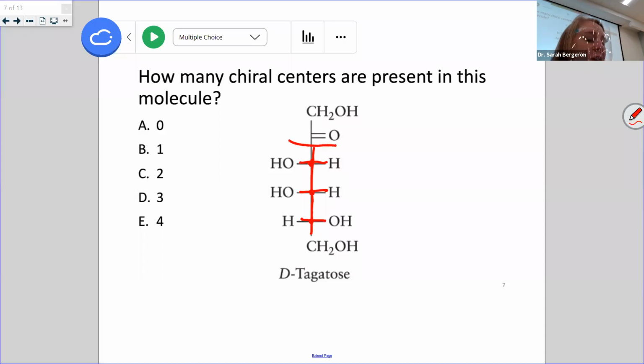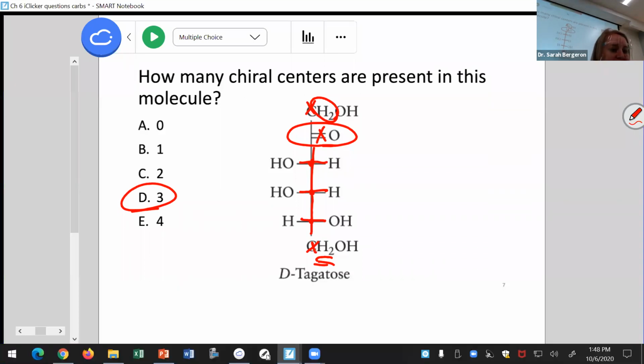How about right here? Is this a chiral center? Why not? It's a double bond, so we don't have 4 different things attached to it. And we know that these carbons are not chiral because they're drawn out. They're not listed, but they're not chiral because they have 2 hydrogens attached to them. So you should have said 3 carbons. All right, so that is it for clicker.